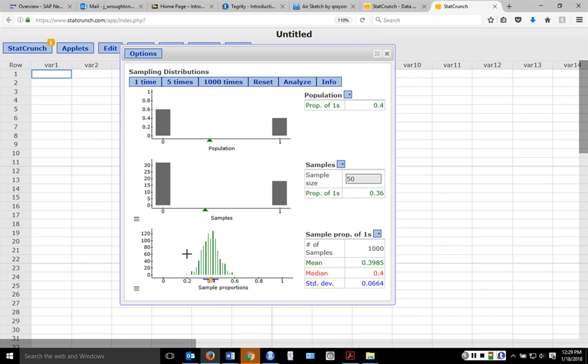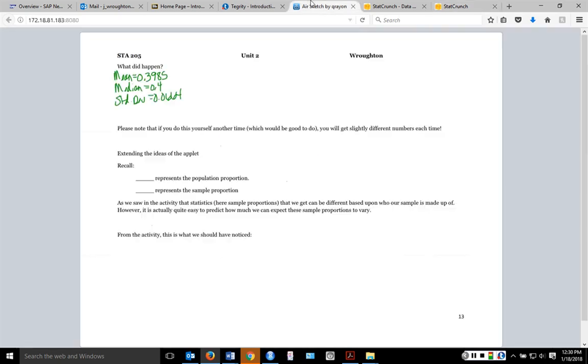So here's what our graph looks like. And we have our mean, we have our median, we have our standard deviation. So I'm going to write those down. So let's look at those. So here's our mean, our median, standard deviation.